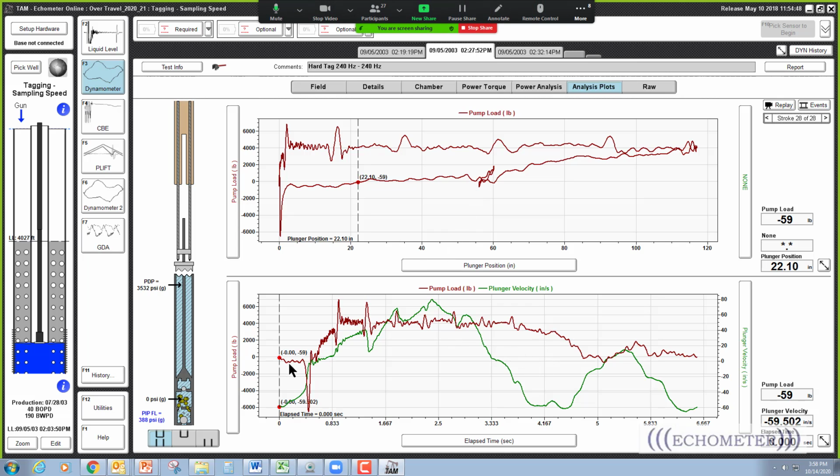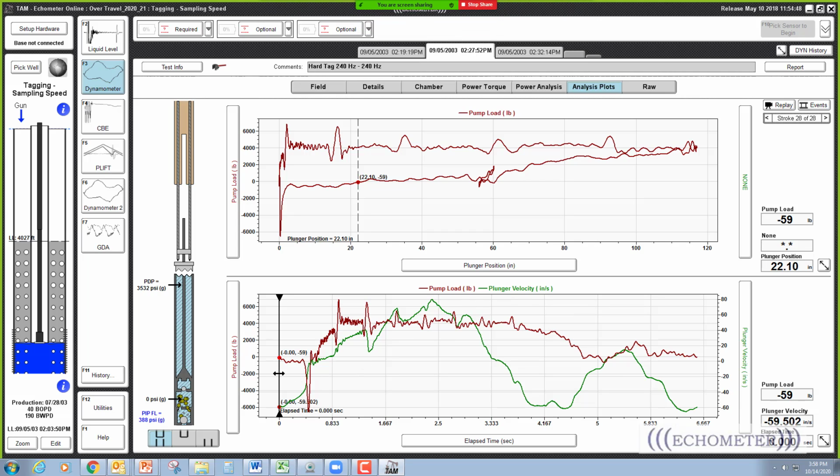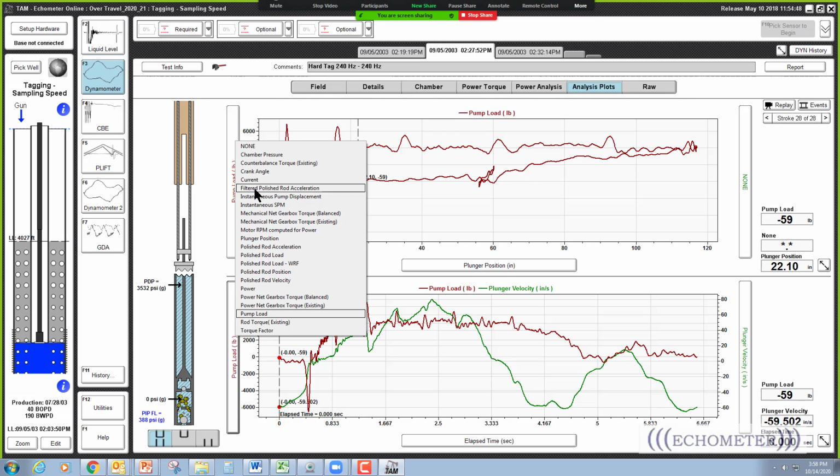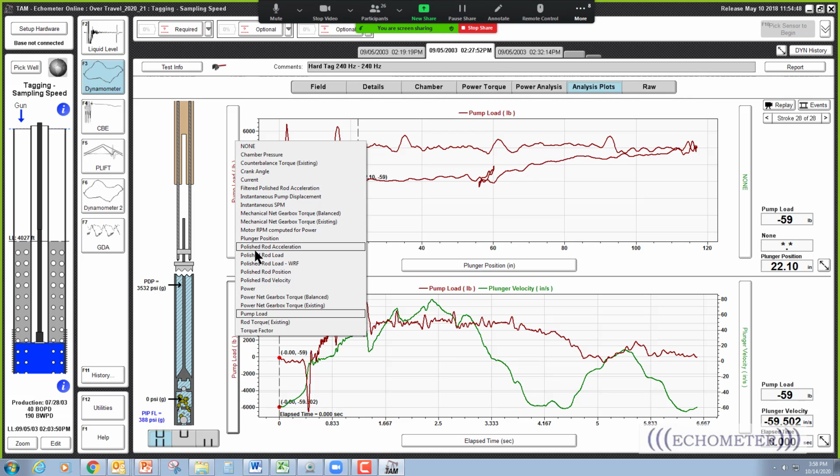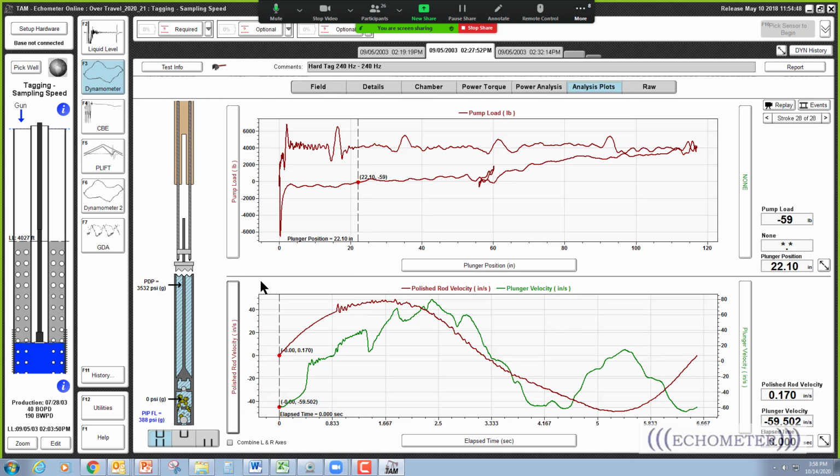Here is the plot of pump load versus plunger velocity on the bottom. Let's change this from pump load for right now. Let's change it into polish rod velocity. Okay, so now I've got polish rod velocity in red and plunger velocity in green.